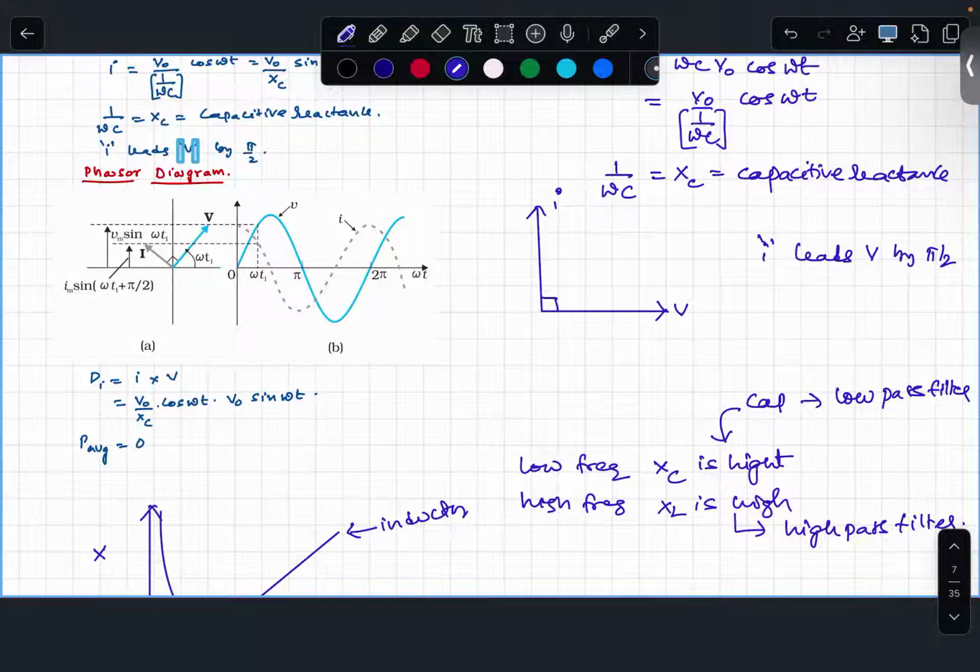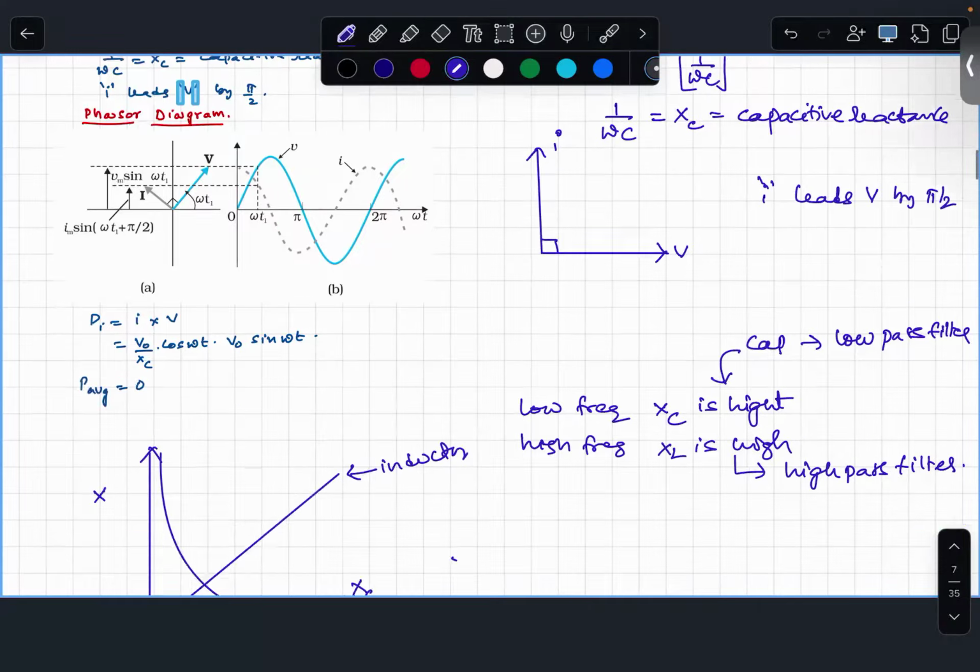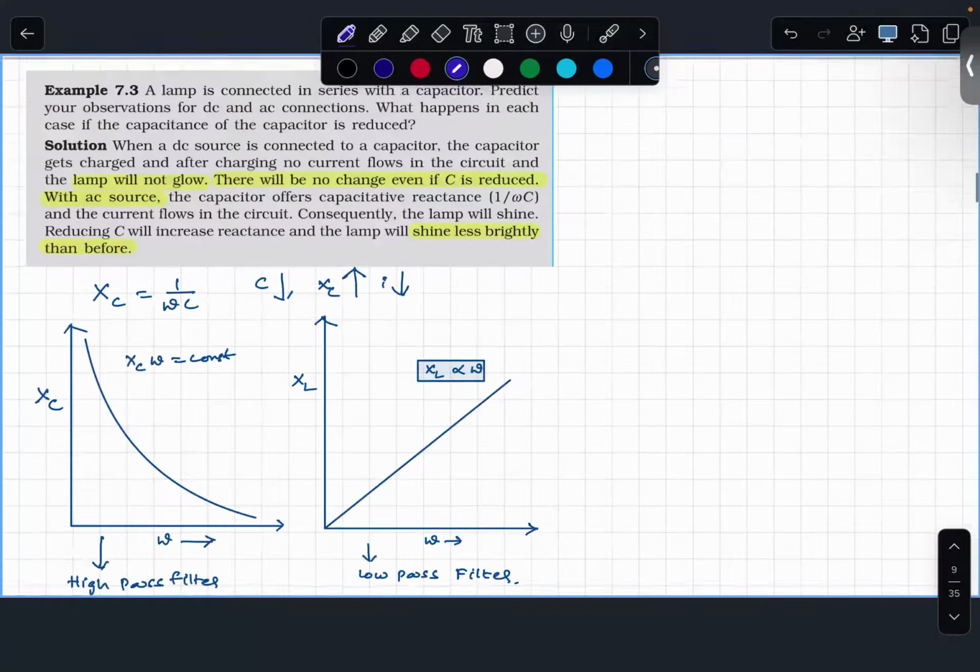So I have introduced what AC is. I have introduced the average and root mean square values, and what a phasor is. I have introduced how AC responds to a resistor, to an inductor, and to a capacitor. This is the basic introduction to the chapter. Then we will study some cases which are very famous in NCERT.